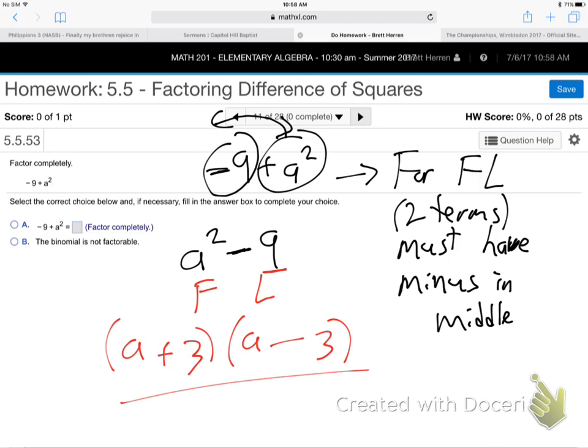But if you didn't switch it, does it matter if you were to have left a negative 9 in front? So say you didn't switch the a squared to the front. Yeah, you have to. You do have to switch it. You got to get that minus in the middle, so you got to switch it to get that minus in the middle. That good? Questions on that? All right.